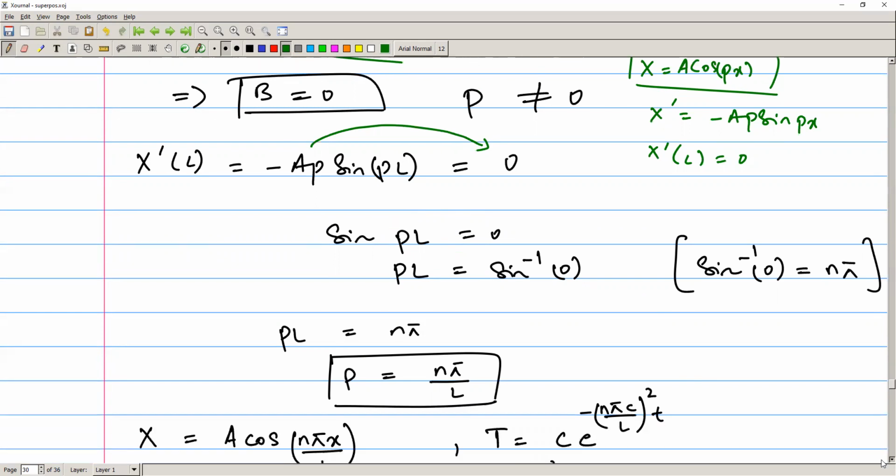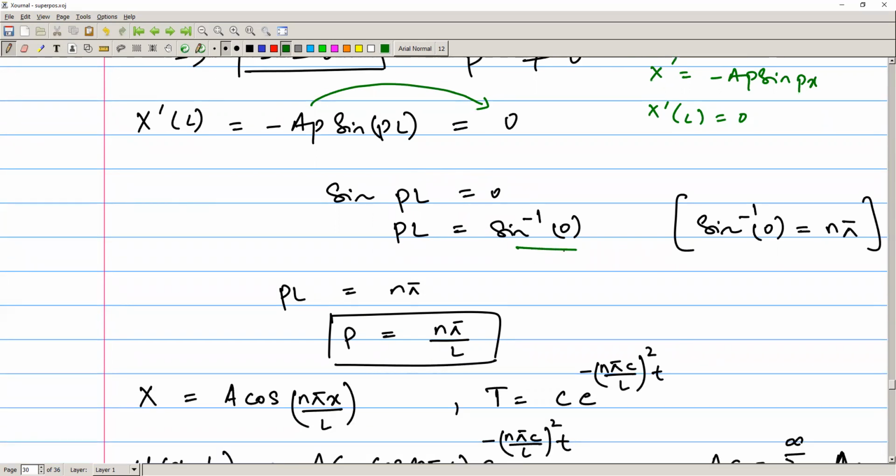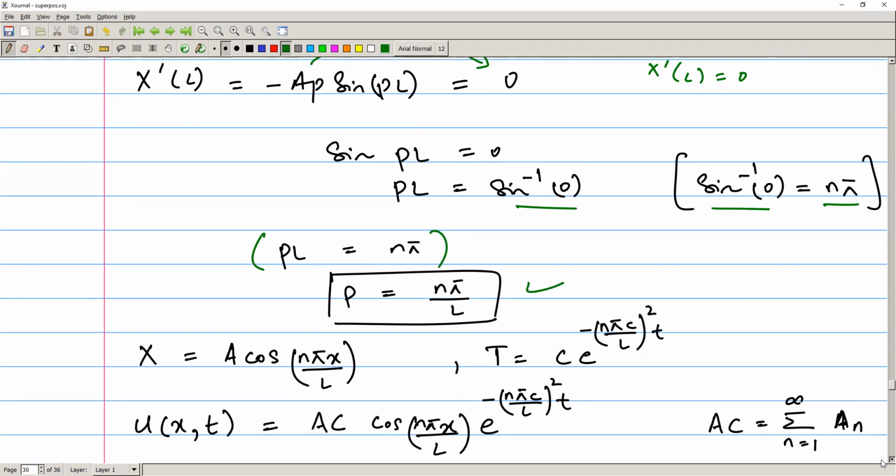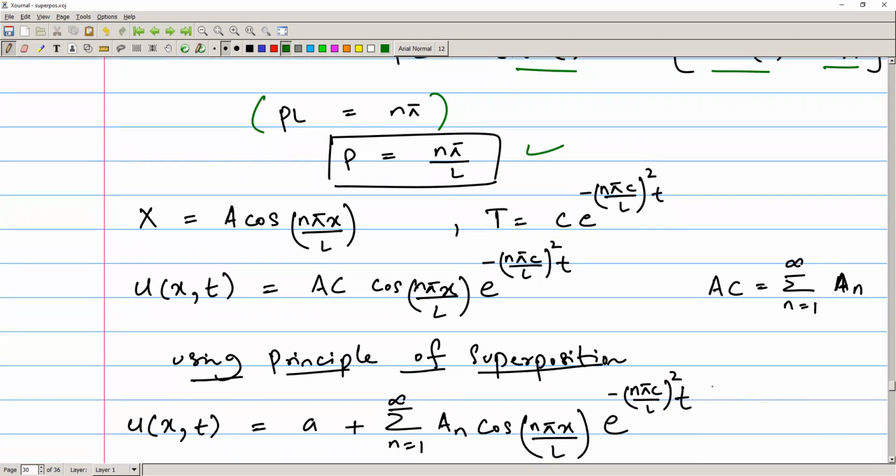So sine pL equals 0 means pL equals sine inverse 0. And from previous lessons, we know that sine inverse 0 is equal to n pi. We can write pL equals n pi. From here, we can get the value of p, that is n pi over L. Therefore, we will plug this value in the equation. Now we are only left with this form for X, right?